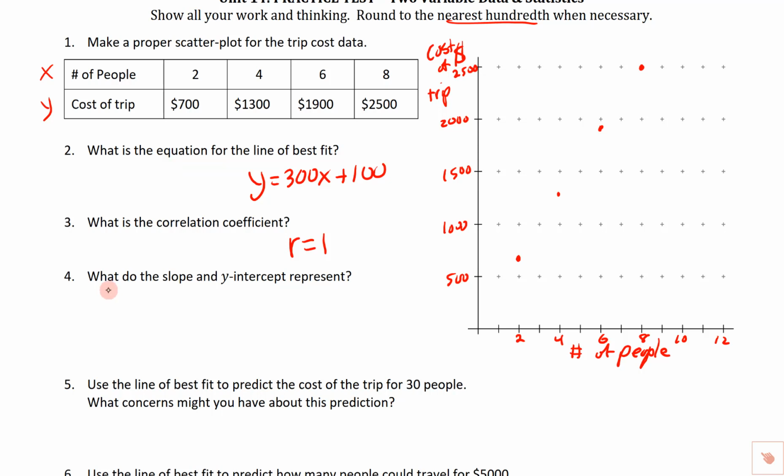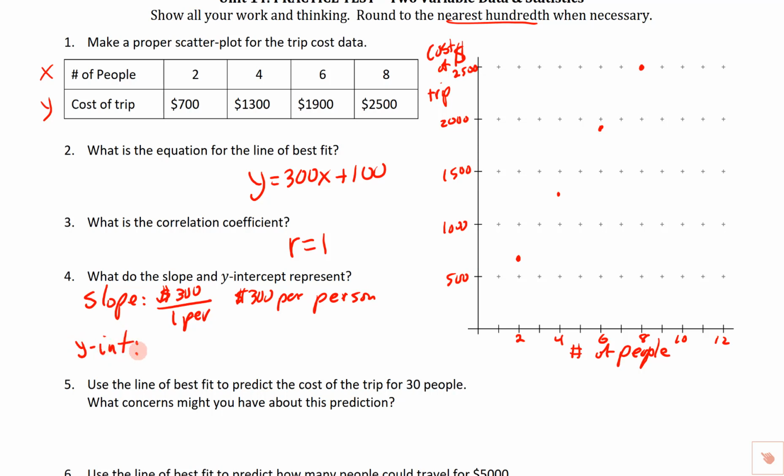So let's talk about how we interpret the two of these. So let's talk about the slope. If we're talking about slope, the slope is 300 right here. So the slope is $300 per one person. So there's our slope right there. Now if you wanted to write it out and write down $300 per person, that would be okay. Totally okay with that.